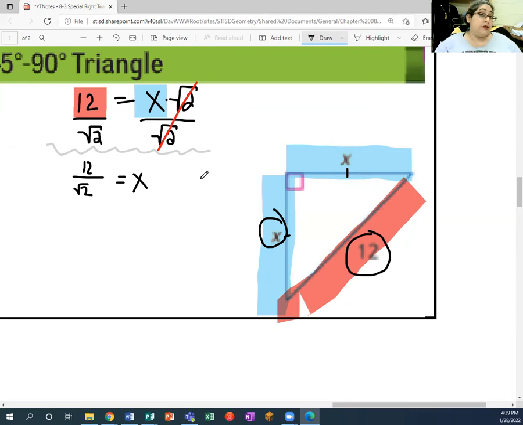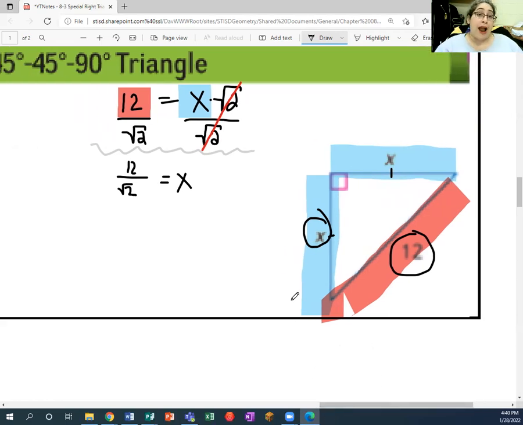The problem is that with radicals, we have some special rules involved. Like with fractions, if we can write it in lowest terms, simplify, we must. With radicals, we cannot have a radical in the denominator. And so we must do something to this fraction to get rid of the radical in the denominator. To do that, we're going to use a process called rationalization. We are going to rationalize this fraction to remove the radical in the denominator.